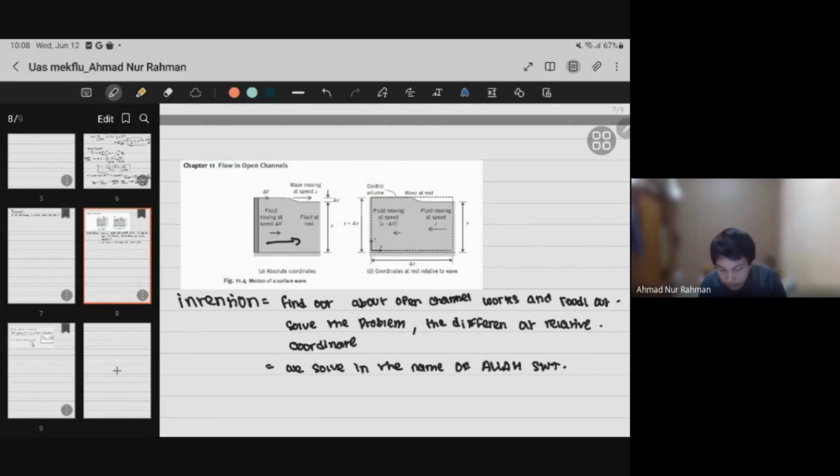The difference between the coordinate relative to the wave and absolute coordinate is that when the fluid is moving at speed delta v in absolute coordinate, the fluid is moving at speed c minus delta v relative to the wave. It's because the wave c is moving against the absolute coordinate. So the speed is c minus delta v.